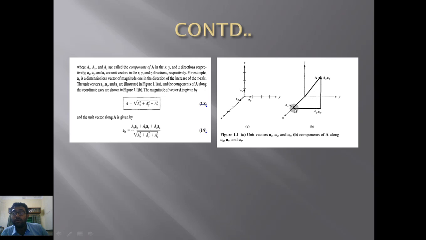So in this way we will get the value along the x-axis, along the y-axis, and along the z-axis. Basically any vector can be described or deconstructed along the three different axes in Cartesian coordinates. Okay, so let's go to this point.